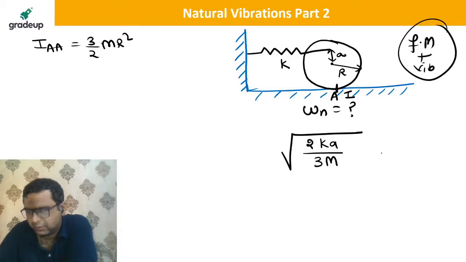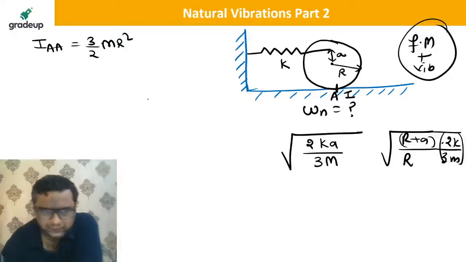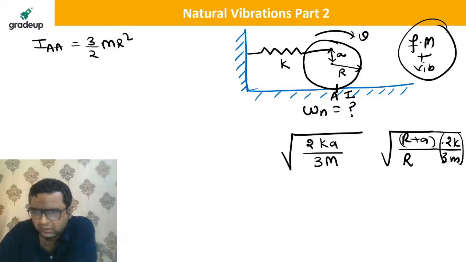Okay, Arnav is giving the answer r plus A upon r, 2k by 3m. Let us see, guys. So this is I, and if we are going to rotate it by theta, this point will move by a distance r plus A into theta about this center.